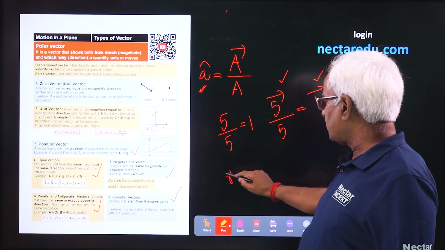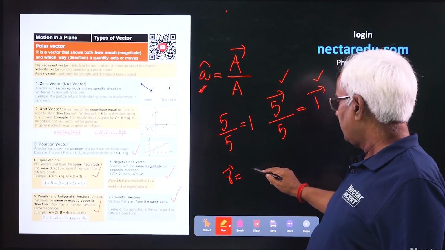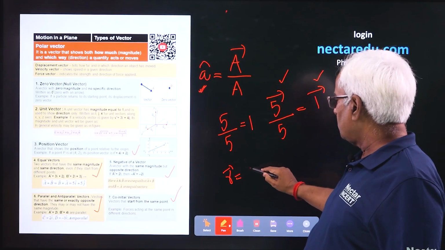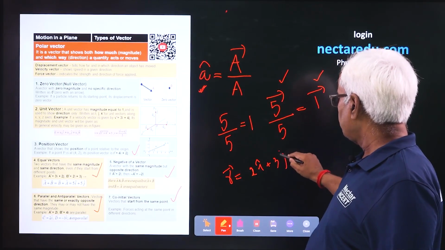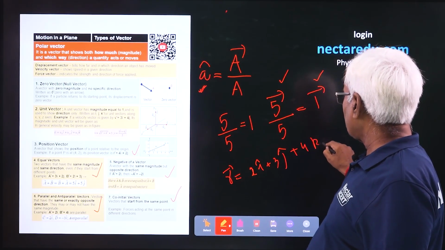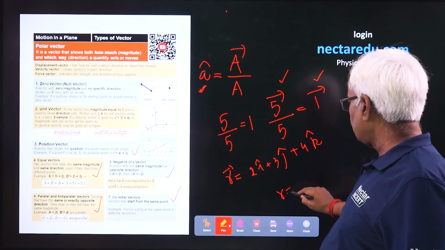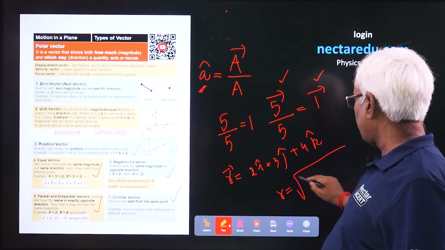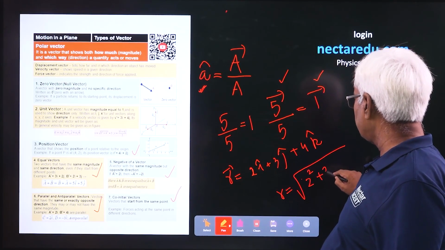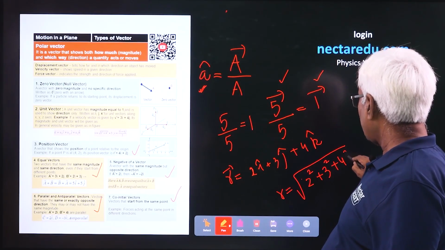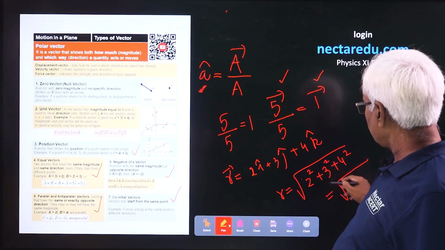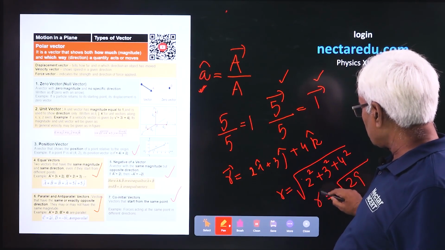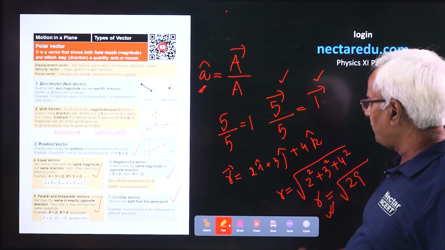Suppose you have a vector in 3D space like 2i plus 3j plus 4k. Then in order to find the magnitude of this vector, you have to simply square all the terms and then add, find the square root. This is 4, 9, 16, 29. This would be the magnitude of the vector.